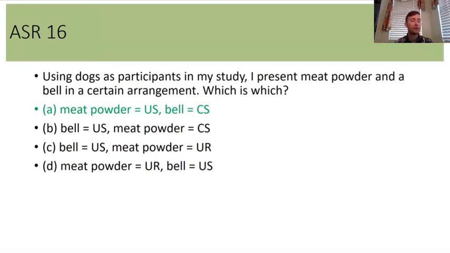The meat powder is the US and the bell is the CS, because the bell is a neutral stimulus that's going to turn into a conditioned stimulus. And for now, the meat powder is the unconditioned stimulus that's going to elicit an unconditioned reflex response. That's going to be salivation. Right.